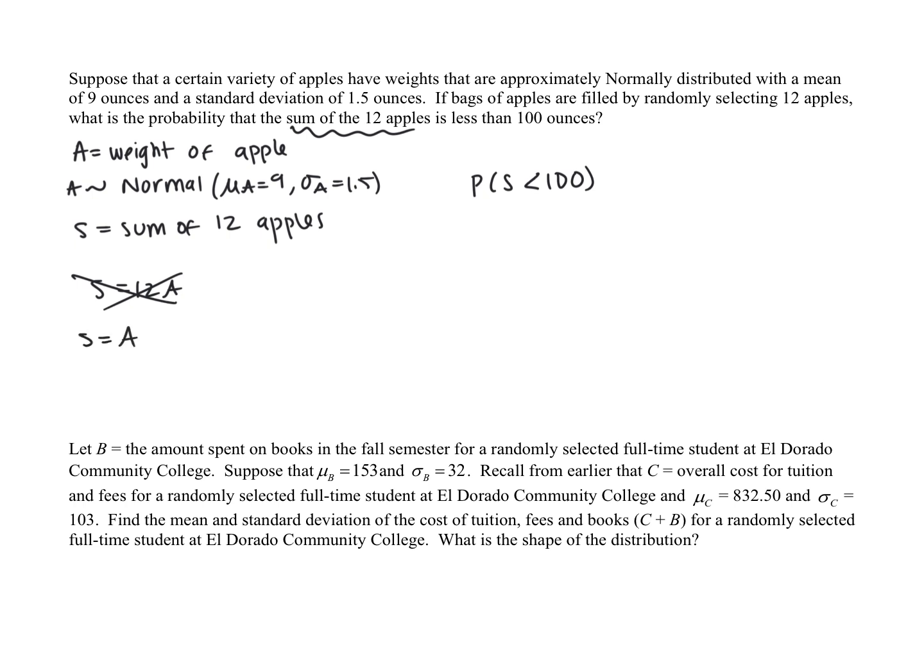Instead, we would have to weigh the first apple, the second apple, all the way up to the 12th apple to know the sum. We can't just take one apple and multiply by 12. So then, if we want the mean of S, we have 9 for the first apple, 9 for the second apple, all the way to 9 for the 12th apple. So the mean of S then would be 108 ounces.